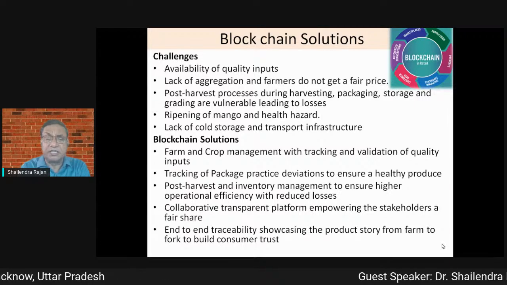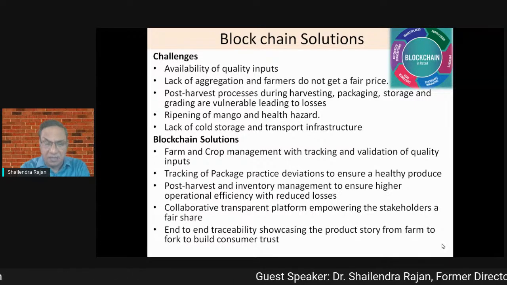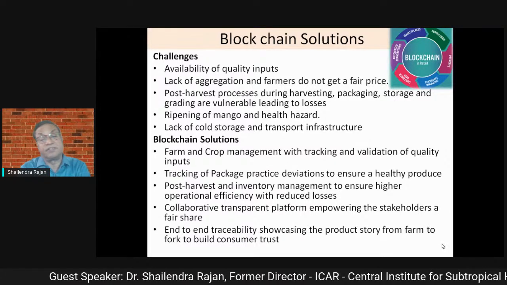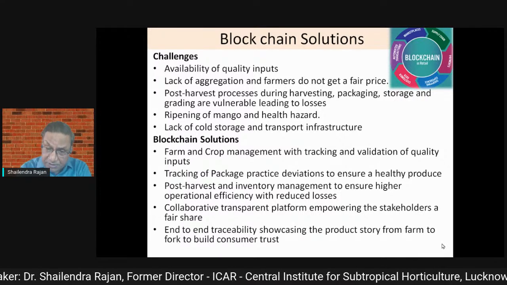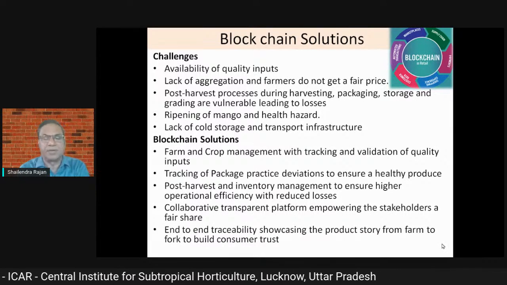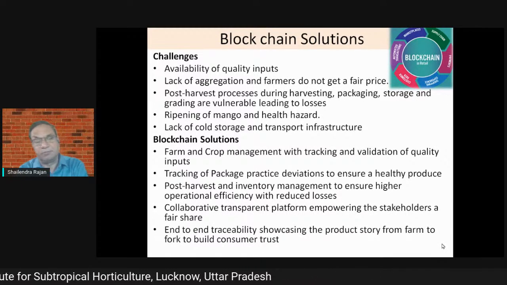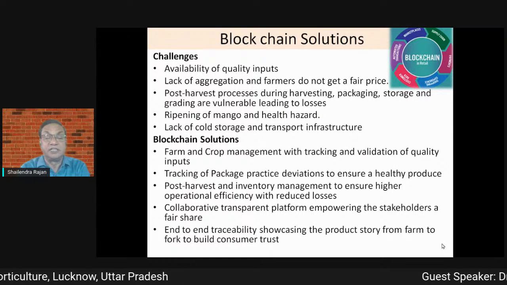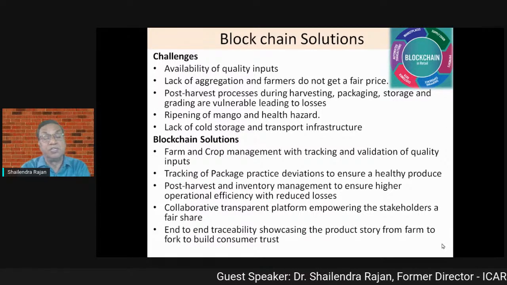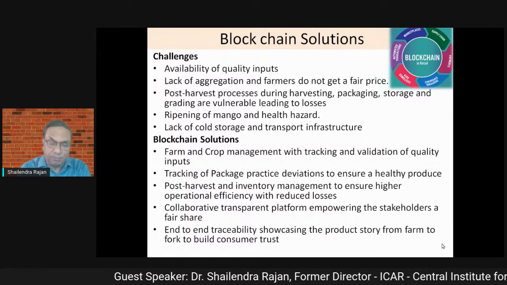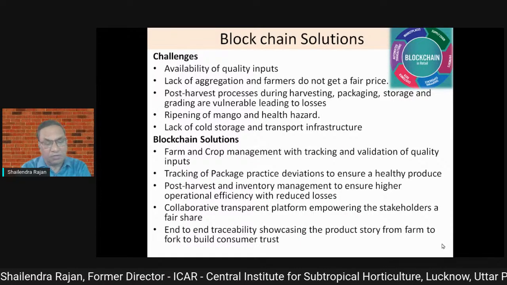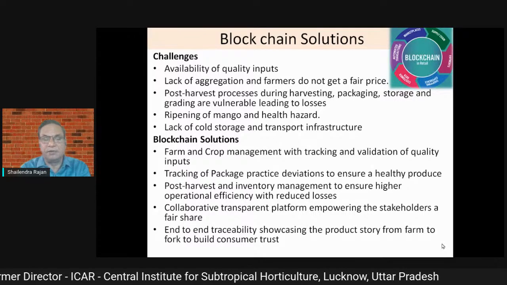And not only that, it will definitely bring higher operational efficiency, and a collaborative transport platform with a network of stakeholders is important, and it reduces price. There also blockchain solutions are important, and end-to-end traceability, that is, showcasing the product with a strong story from farm to fork to build consumer trust. It is going to become an important part of high quality fruits and good prices.